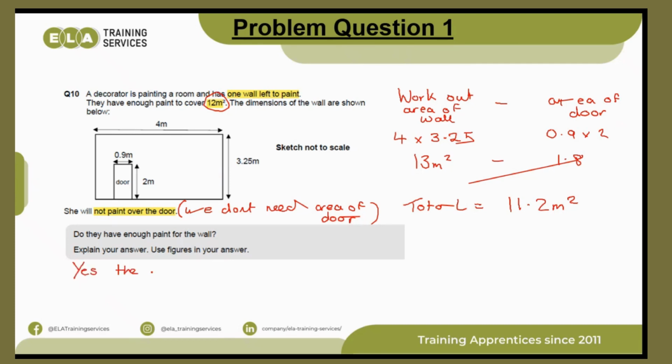The area is 11.2 metres squared. So there will be spare paint, or 0.8 metres squared, because that's the difference between 12 and 11.2. There we go. And that's our problem question 1.